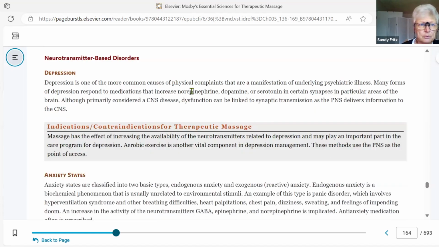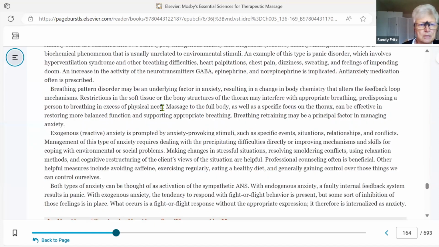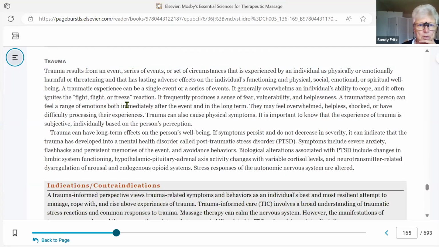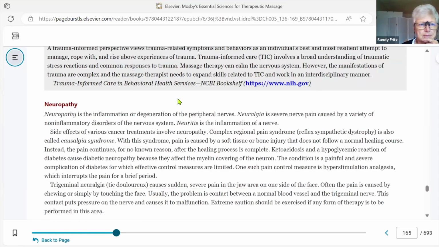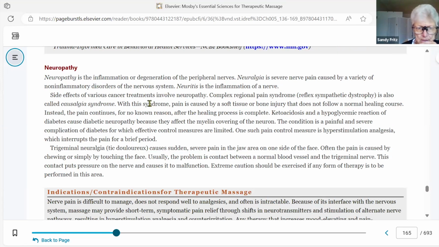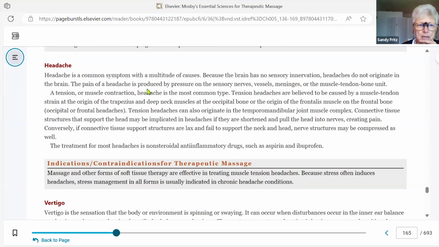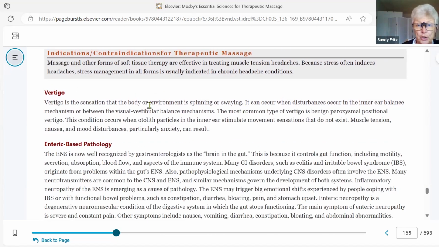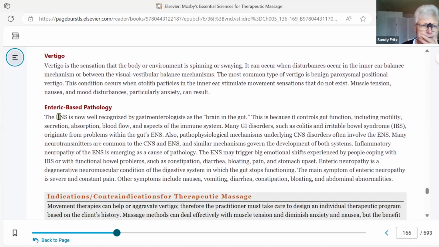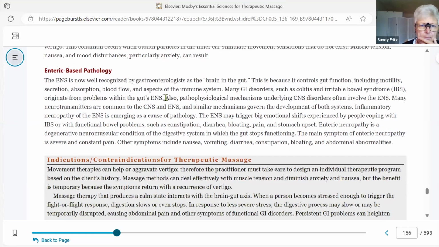Then we've got neurotransmitter-based disorders. I talked to you a little bit about this. And then trauma in general. I mentioned that earlier in the discussion about the freeze response. Neuropathy is nerve pain in general. Headache caused by nerves. I mentioned the cervical plexus can be crowded in there, and it can be a cause for headache. So slow down, pay attention to this. Vertigo, which is part of the vestibular mechanism, makes you feel dizzy. And then this enteric-based pathology, remember I told you that the vagus nerve is part of this gut. And there's just starting to be more and more understanding about this.